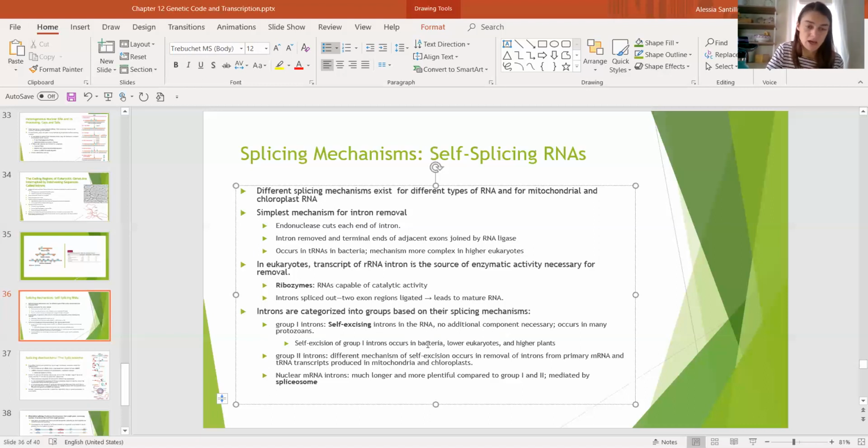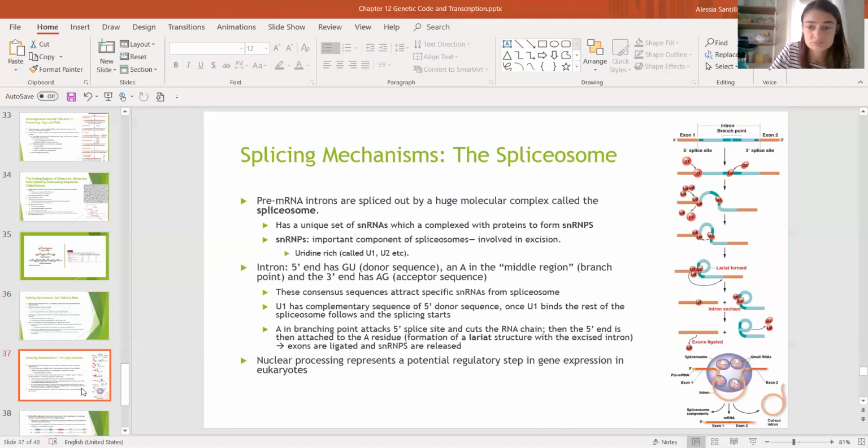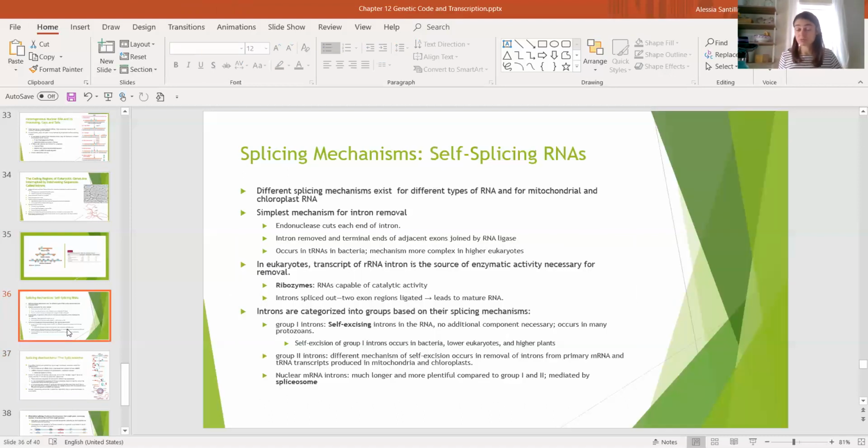They just take themselves out. They have specific nucleotides, especially guanine, a very important nucleotide that is able to carry out transesterification reactions. You don't have to know the specifics of it. They just take themselves out, no problem. And this is a very simple mechanism because you don't have any additional components.